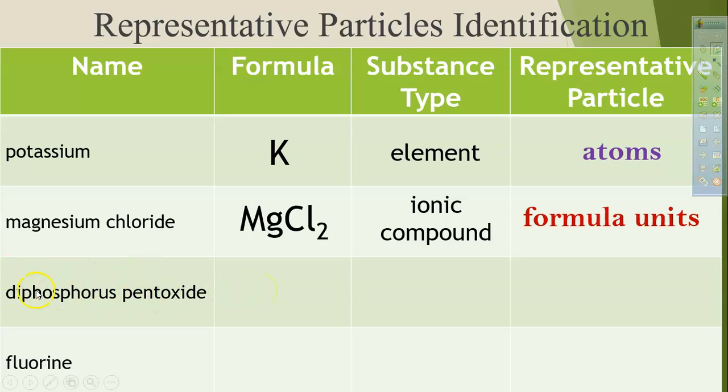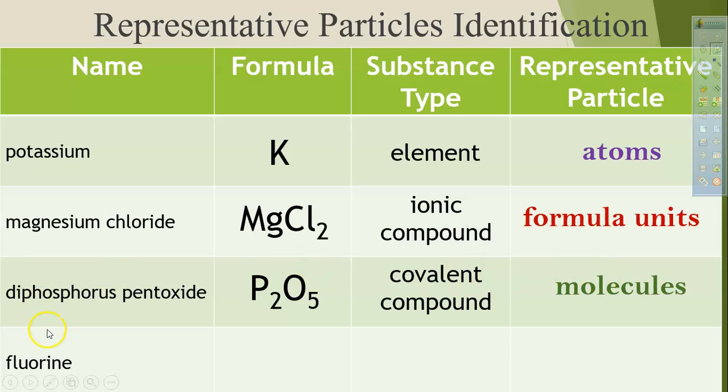P2O5. Remember, for covalent compounds, you get to use the prefixes, and the prefixes tell you the number of atoms of each one of those elements in the compound. And as I said, it's a covalent compound. We can call those things molecules.